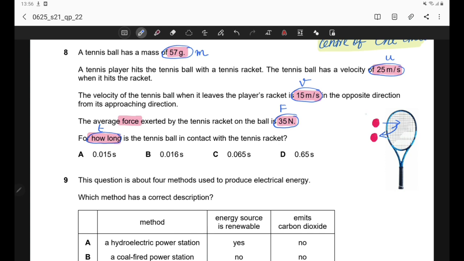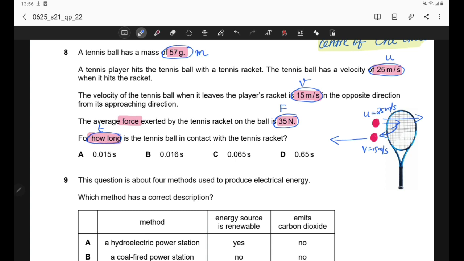So we have the initial speed of the ball before it hits the racket, which is 25 meters per second, and the final speed of the ball when it leaves, that is 15 meters per second. So we can see the direction of the motion of the ball is opposite. Before it hits, it's moving towards right, after it hits, it's moving towards left.